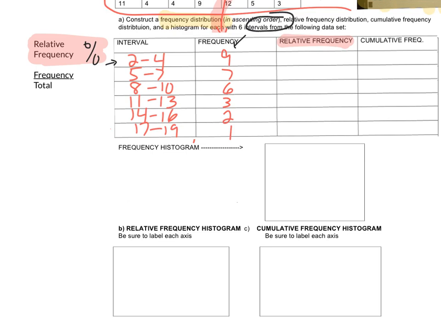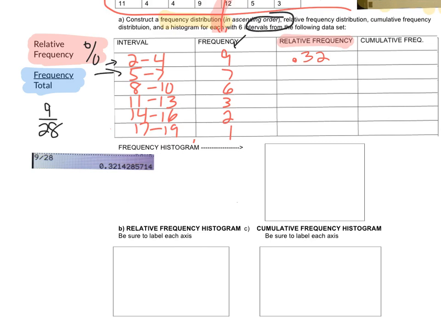And the formula that you use to determine the relative frequency is you take the frequency and you divide that by the total. So since the first interval, the frequency is 9, we're going to do on our calculator 9 divided by 28. And this is going to be a percent, so we're going to express it as a decimal to 2 decimal places. So here the relative frequency of the first interval is 0.32, meaning about 32% of the data are from 2 to 4.